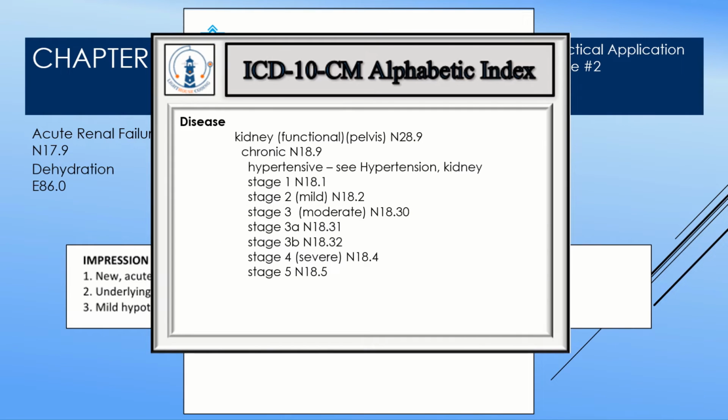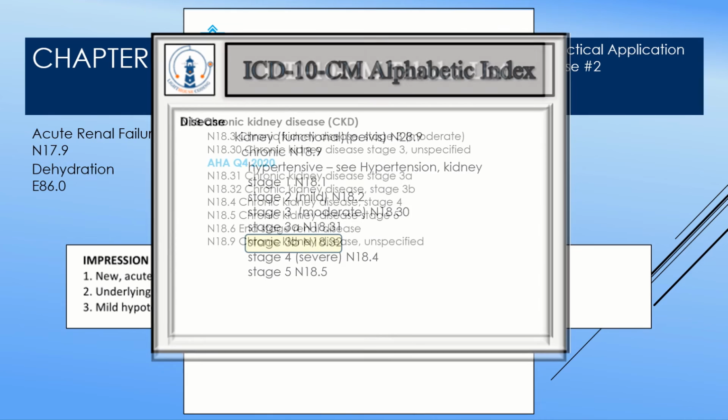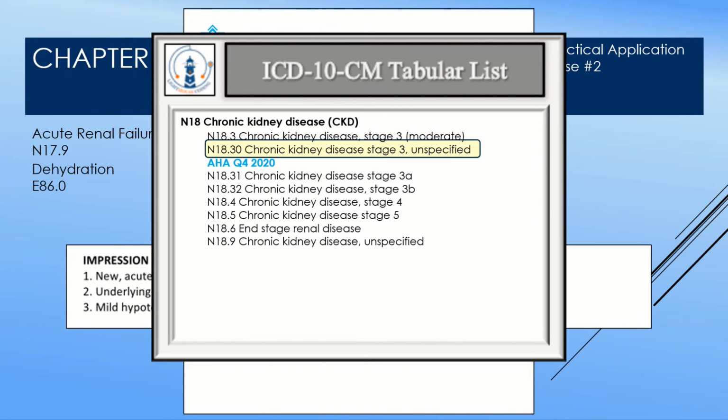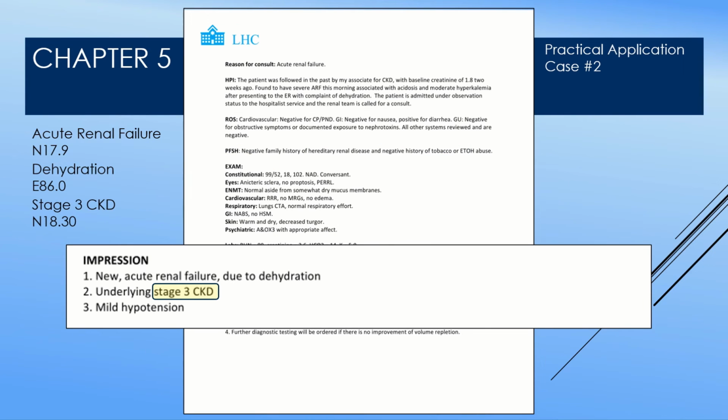Looking in the alphabetic index, we see disease, kidney, chronic, stage 3, and we're given the reference code N18.30. Notice that there are also codes for stage 3A and 3B CKD. Always double check your documentation when coding for chronic kidney disease to get the correct stage coded. If the provider had documented stage 3A or 3B CKD, we would have used a different code. We then double check N18.30 in the tabular, and we can see that this is the correct code for CKD stage 3, unspecified. And the last thing that we need to code is the hypotension.